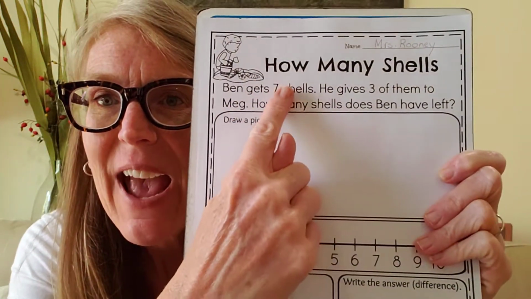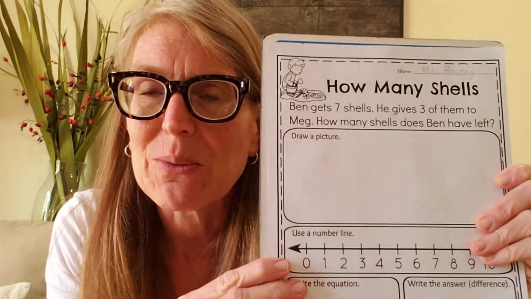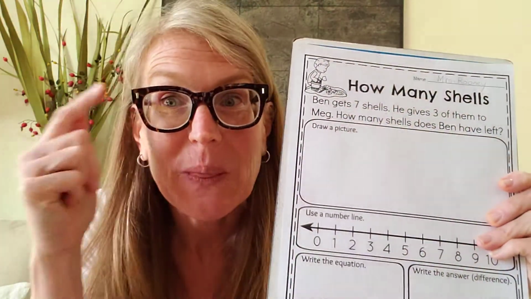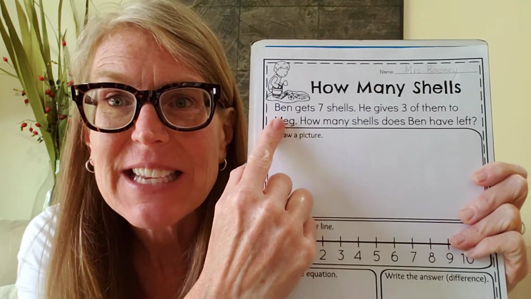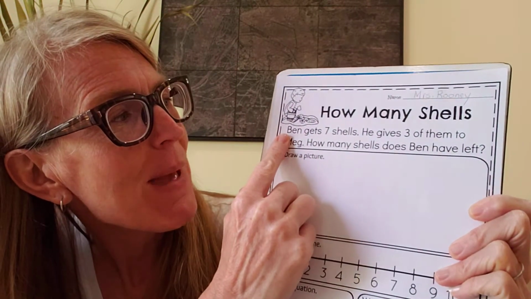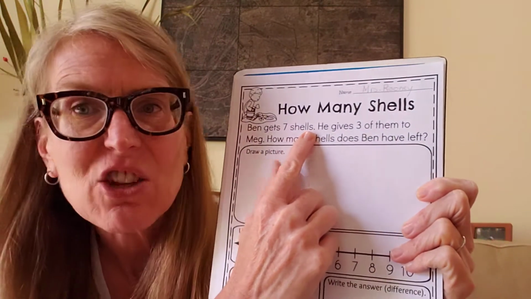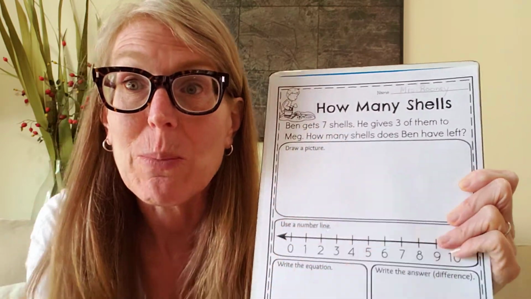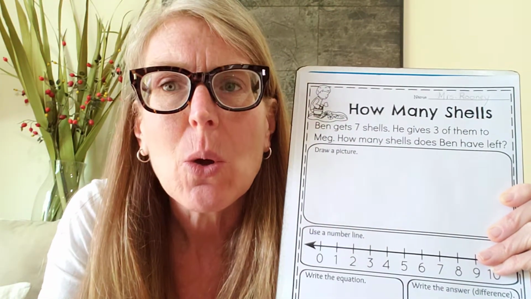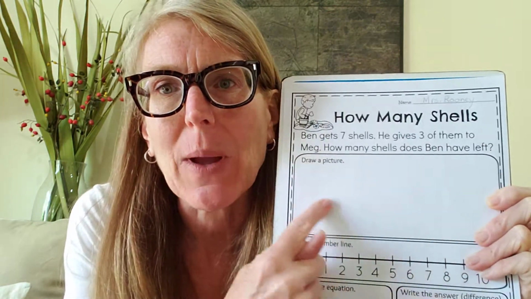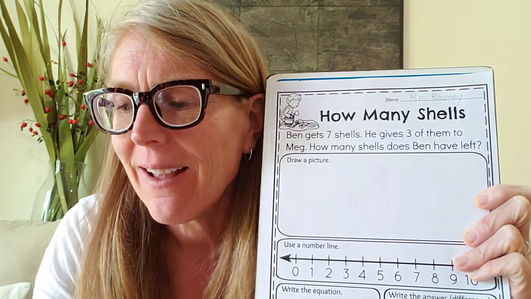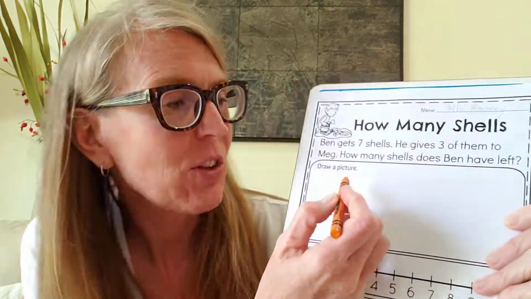And our story today is how many shells, okay? Another beach theme, so we're thinking summer here. Listen as I carefully read this, okay? Ben gets 7 shells. Okay, so Ben has 7 shells. What should we do right away in our picture down here? Very good. Let's draw 7 shells.